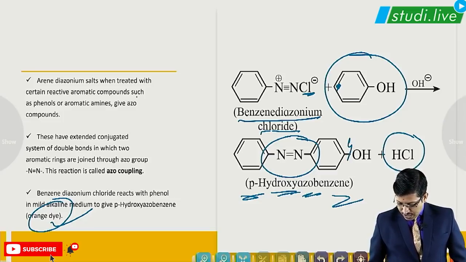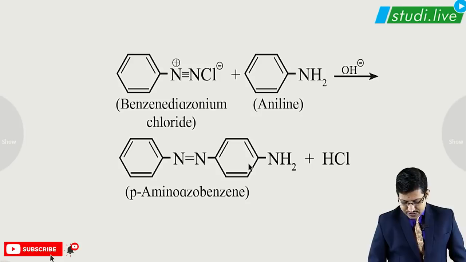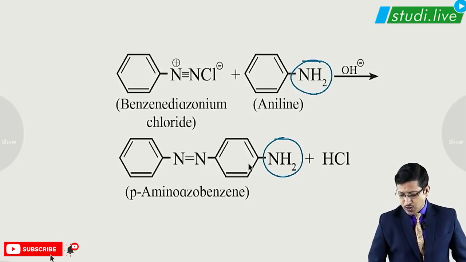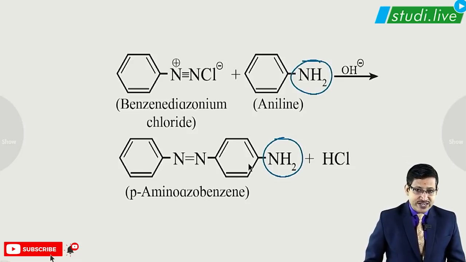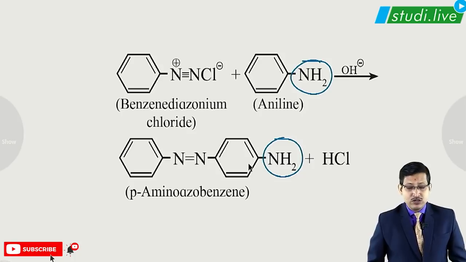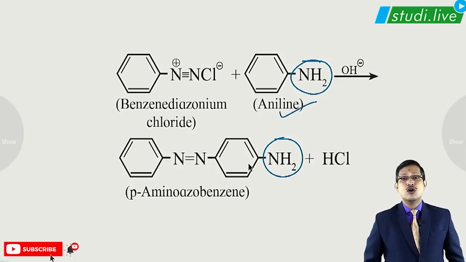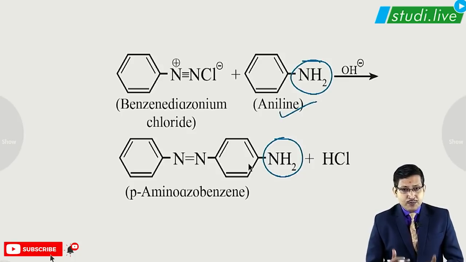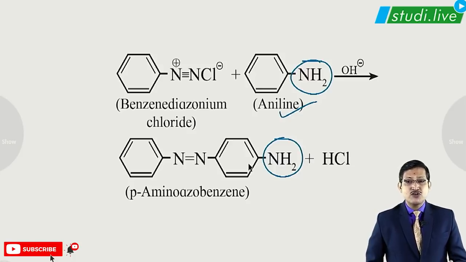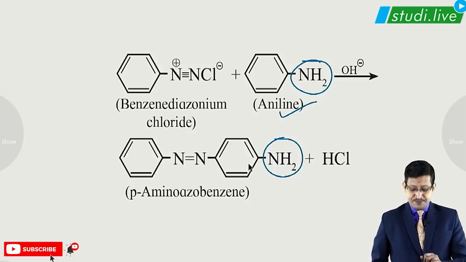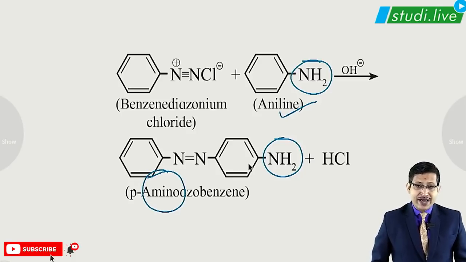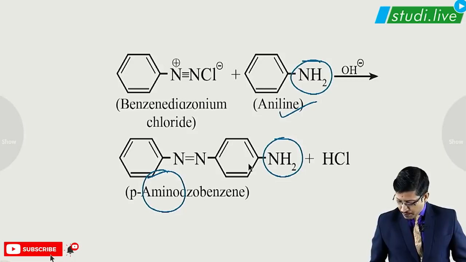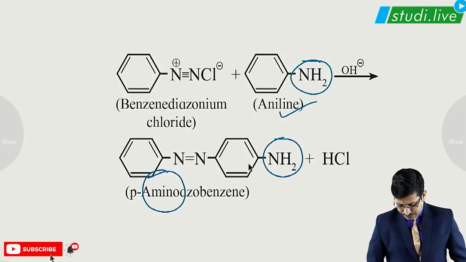The next reaction after para-hydroxy-azo-benzene is of the similar type. Only difference, instead of OH here, now you have NH2. Rest everything is same. Previously it was OH, so it was called as phenol. Now here it is NH2, so it is called as aniline. And in the product also, what is the change? Instead of calling it as para hydroxy, now we are calling it as para amino. This is para amino azo benzene.